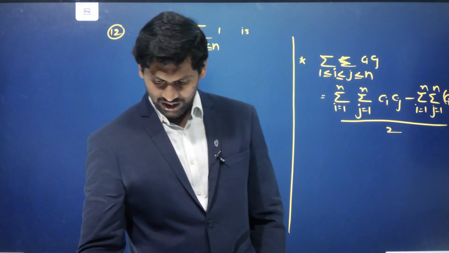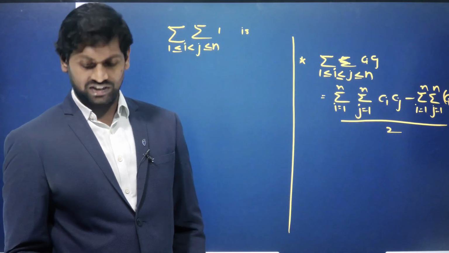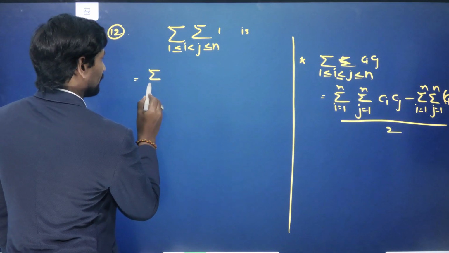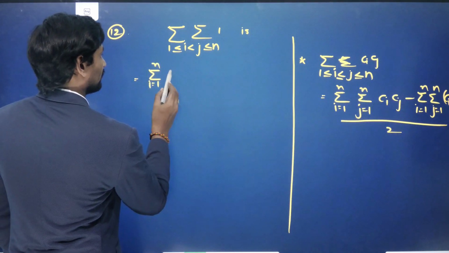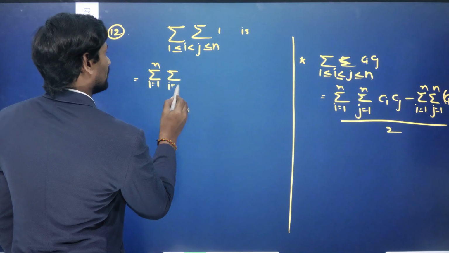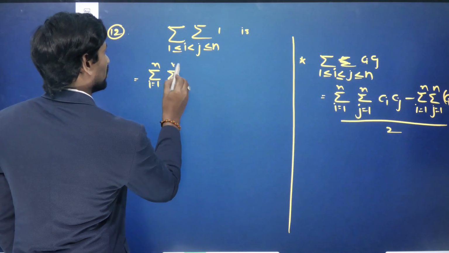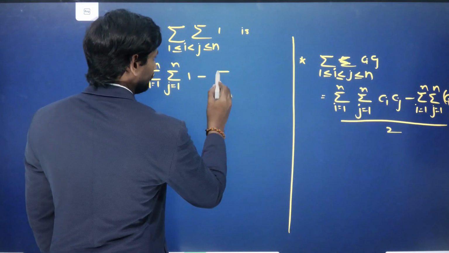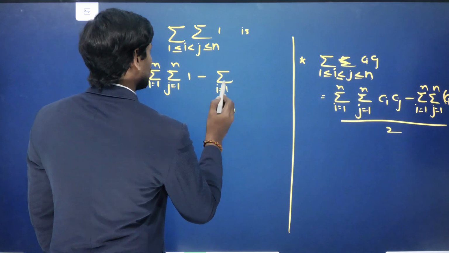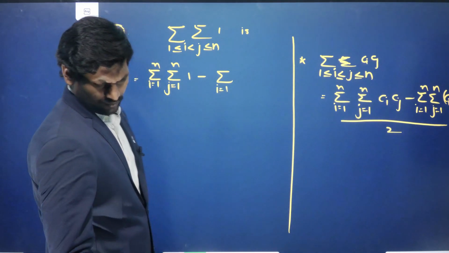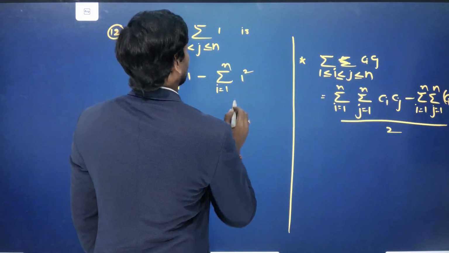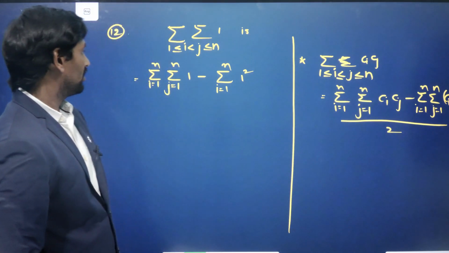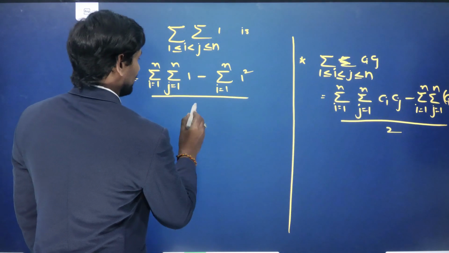Okay na? There are the 3 formulas, but here we need only one formula actually. So let us see this. According to the format, we can write sigma i equals 1 to n, sigma j equals 1 to n, 1. For the first one only 1 will be there, minus sigma i equals 1 to n, 1 square. So this term is taken as a square number. Okay na? So divided by 2.